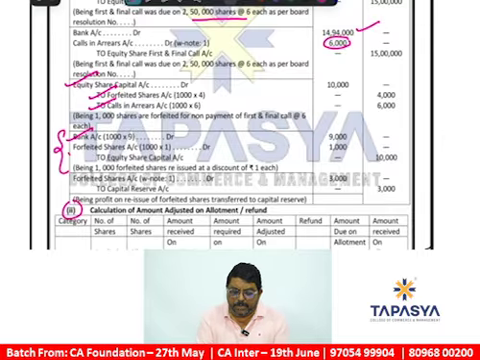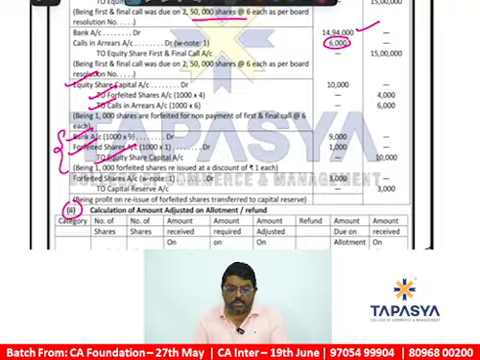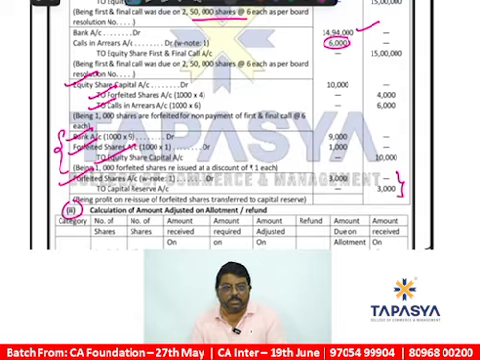Entry: bank account debit, forfeited shares account debit, to share capital account. Net gain, we have seen that. So 3000 rupees, that is a gain, and which can be transferred to capital reserve. Entry: forfeited shares to capital reserve account, 3000 rupees.